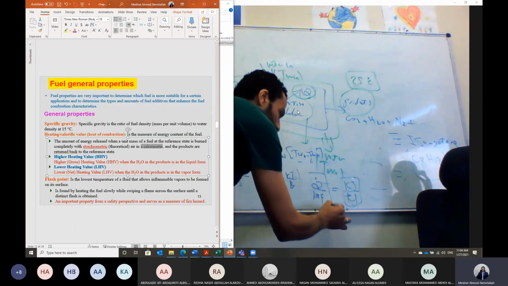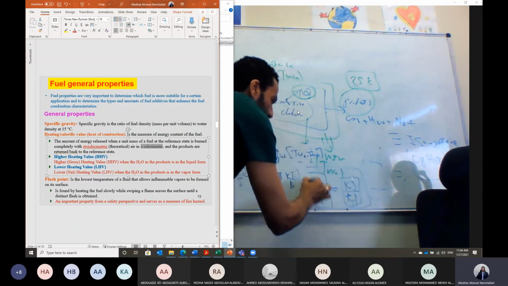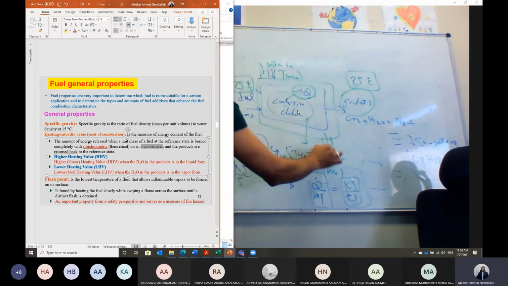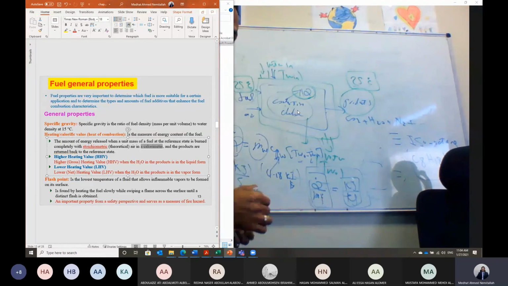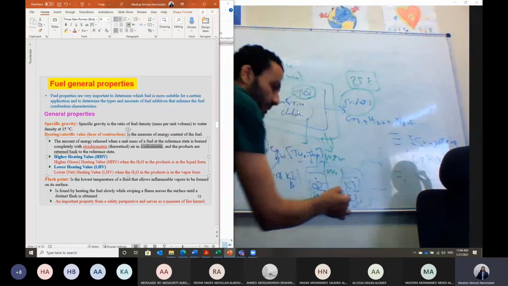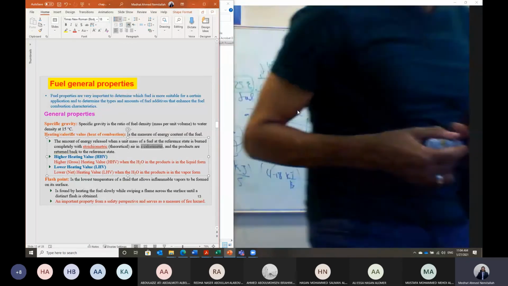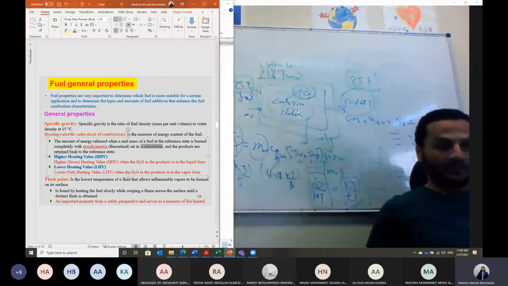So we just divide the heat transfer to the water by the mass flow rate of the fuel. This is kilojoule per second divided by mass flow rate, which is kilogram per second, so it will be in kilojoule per kilogram. And this should be the calorific value of the fuel.